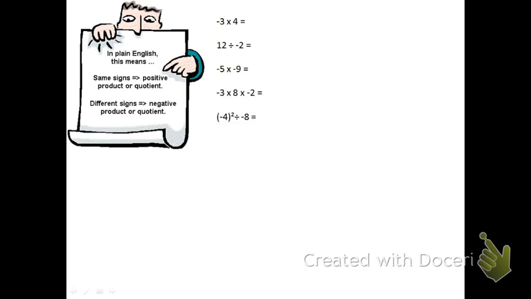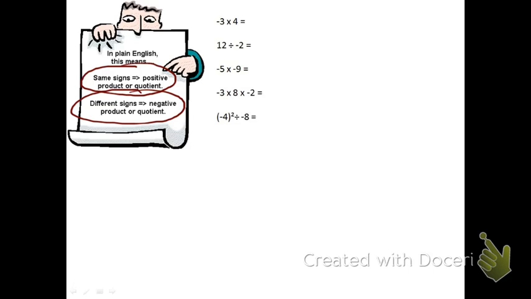And again, the little dude here is summing it up for us. In plain English, this means same signs, we get a positive product or quotient. Product means multiply, quotient means divide. Different signs, we get a negative product or quotient.